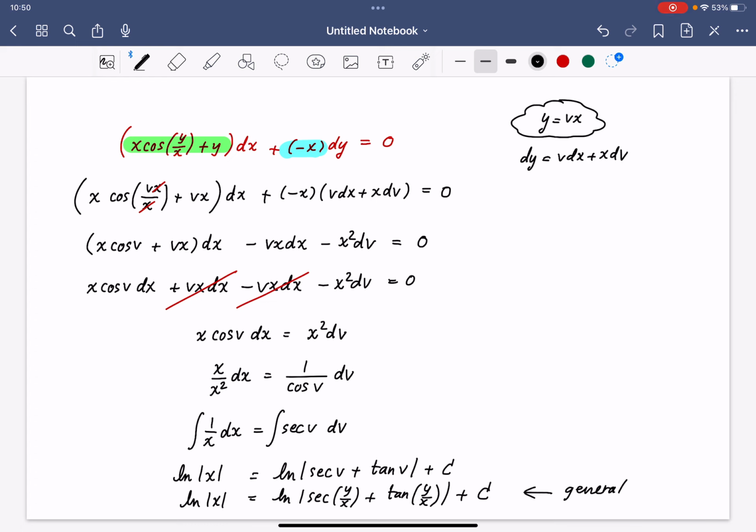Do you have to solve for x? No, you don't have to. You can stop here. This is the general solution for this question, so you change v back to y over x. Already good.